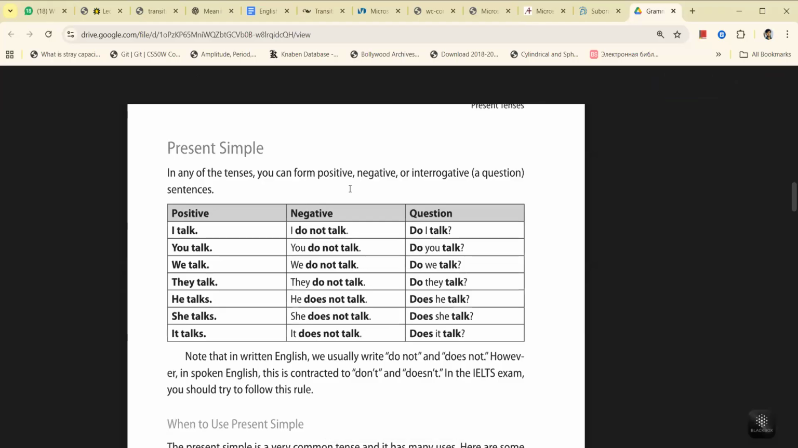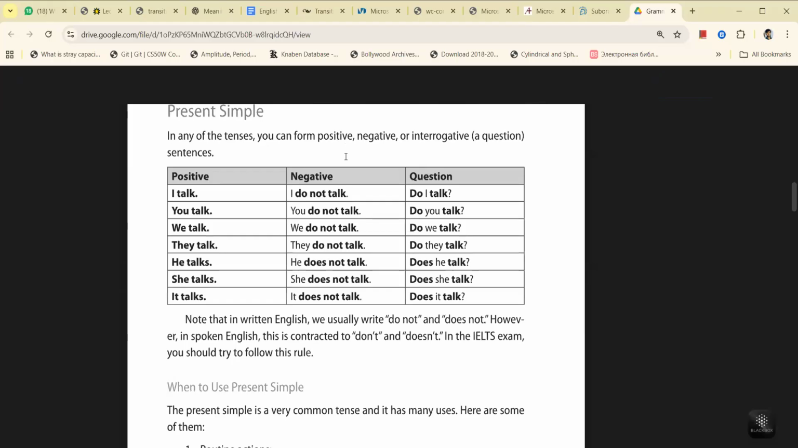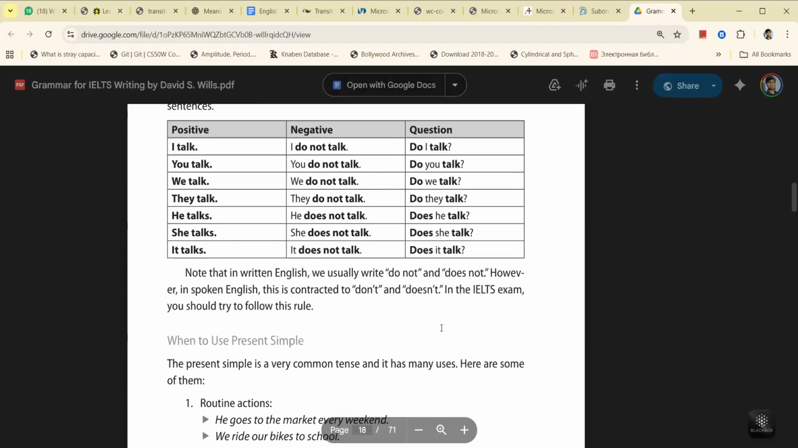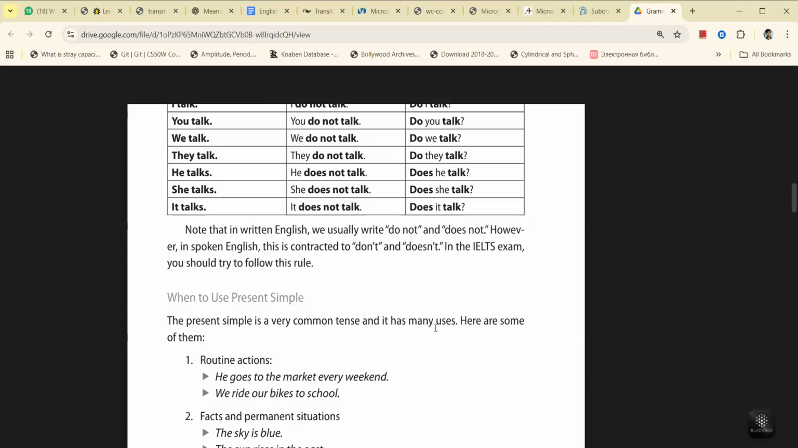Present simple. In any of the tenses, you can form positive, negative, or interrogative sentences. Positive: I talk, you talk, we talk, they talk. Negative: I do not talk, you do not talk. Question: do I talk, do you talk, do we talk, or do they talk? Note that in written English we usually write do not and does not. However, in spoken English, this is contracted to don't and doesn't. In the IELTS exam, you should try to follow this rule.